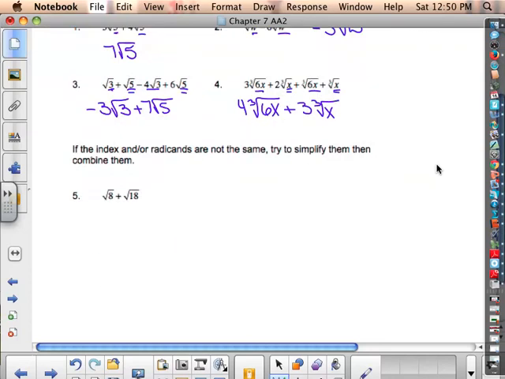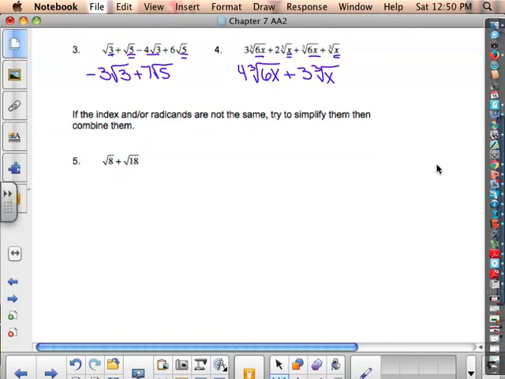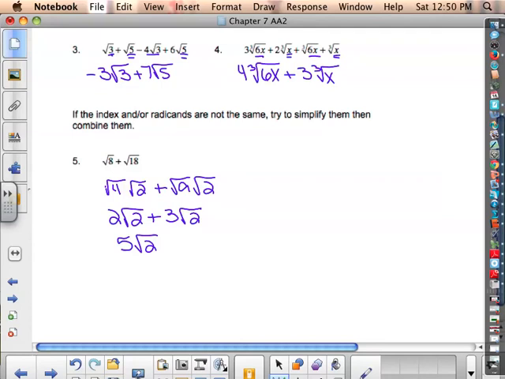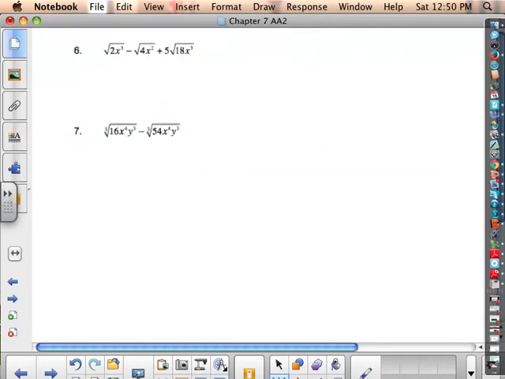In some cases, we can try and get the radicands to be the same in order to add them. For example, when I have the square root of 8, I realize that I can write that as the square root of 4 times the square root of 2. Then the square root of 18 is the square root of 9 times the square root of 2. 4 is a perfect square, so 2 root 2. 9 is a perfect square, 3 root 2. This answer becomes 5 root 2. So if they aren't the same, maybe I can get them to be the same. And if I can, then I can combine them.